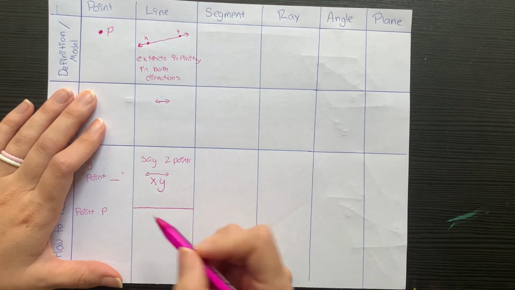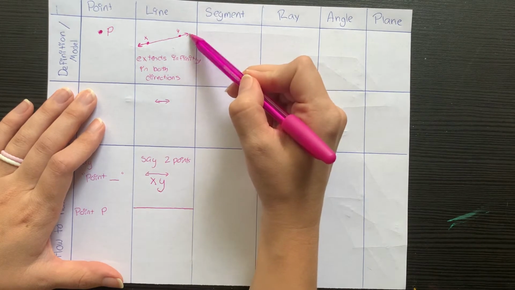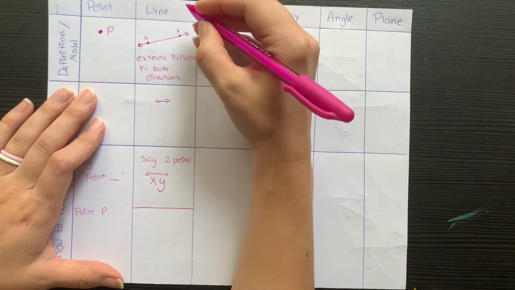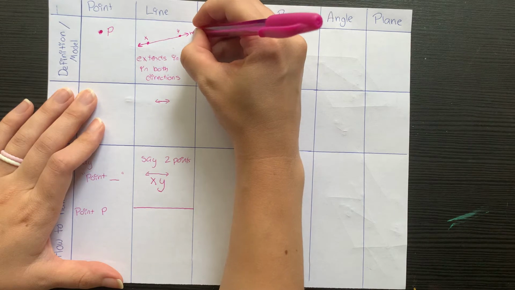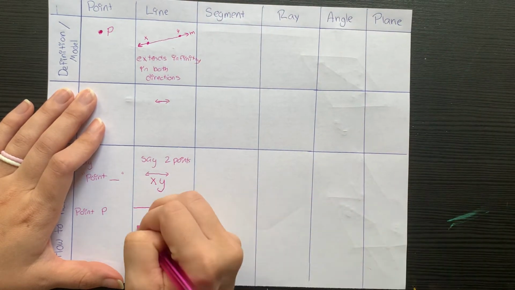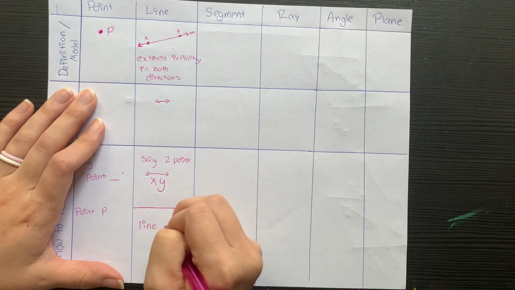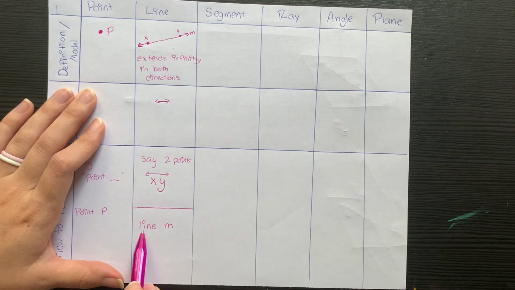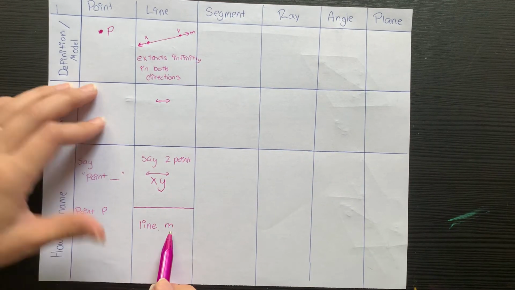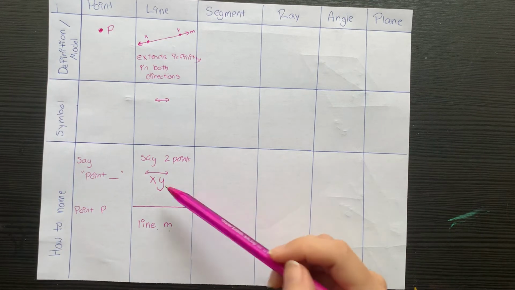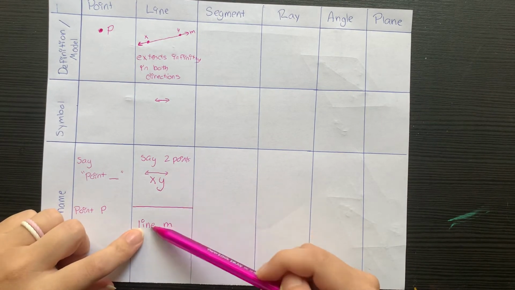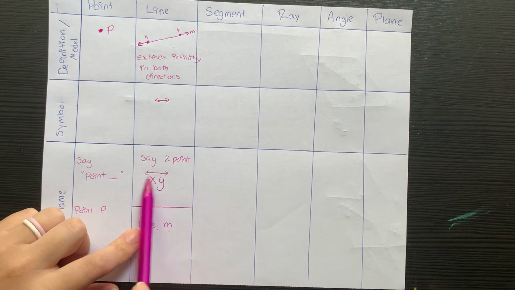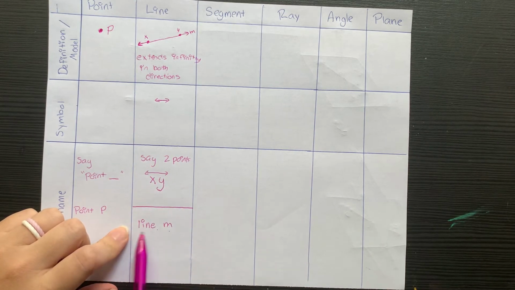Right. Another way you can name it is sometimes by one of the arrows, they'll put a letter like this. So there's an M there. So we could also call this line M. If you're using that letter there, you have to write the word line in front of the letter, right? In every case, we know it's a line because of the name. We either draw the line symbol above the 2 points, or we write the word line in front of the letter.